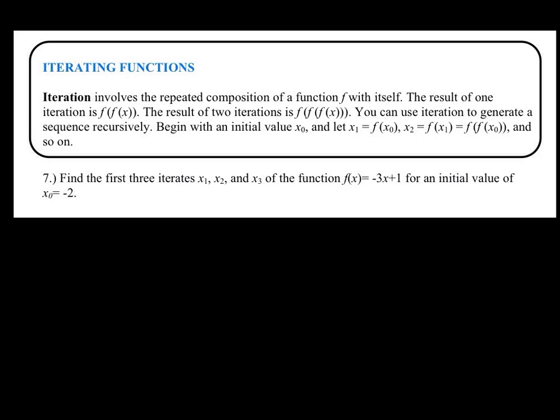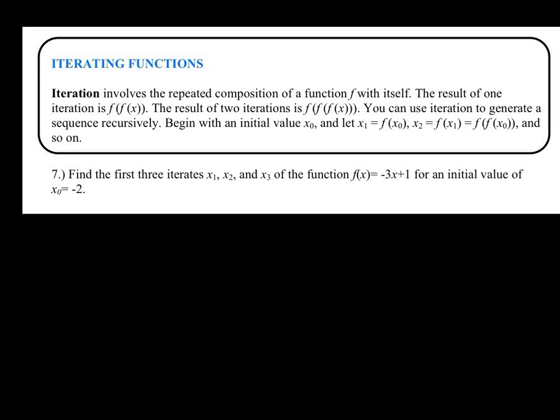You can use the iteration to generate a sequence recursively, beginning with an initial value, x sub naught or x sub 0. So it says x sub 1 is going to equal the function with x sub 0 plugged in to your function. So x sub 2 would equal your function with x sub 1 in it. The iterate before that, or the term before that, becomes the input for this function. So it says find the first 3 iterates x1, x2, and x3 of the function f of x equals negative 3x plus 1 if the initial value x sub naught equals negative 2.